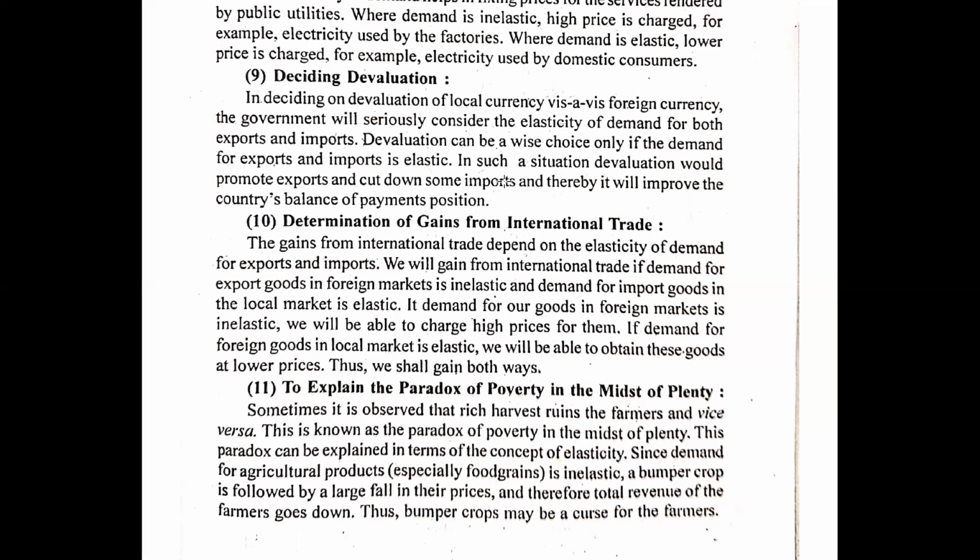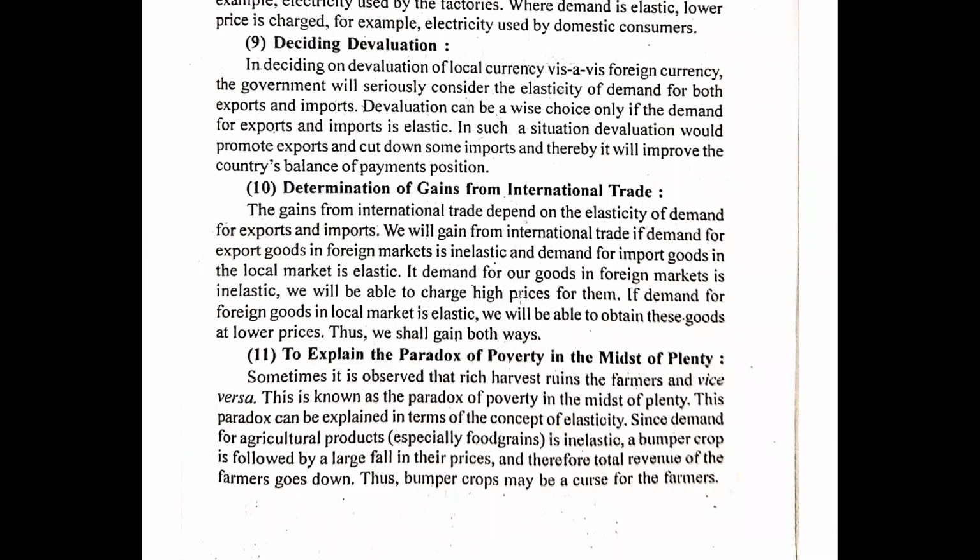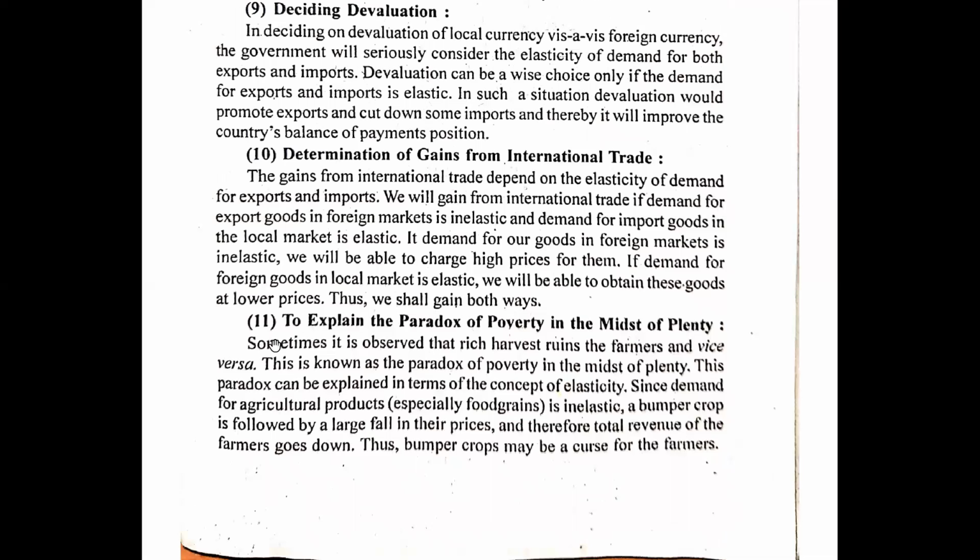Now the next point is determination of gains from international trade. The gains from international trade depend on the elasticity of demand for exports and imports. We will gain from international trade if demand for export goods in foreign markets is inelastic and demand for import goods in the local market is elastic. So guys, this is how the determination of gains from international trade is also important, because when products are inelastic and when products are elastic with respect to price, there will be different situations of gain from the international market. And the 11th point is to explain the paradox of poverty in the midst of plenty.